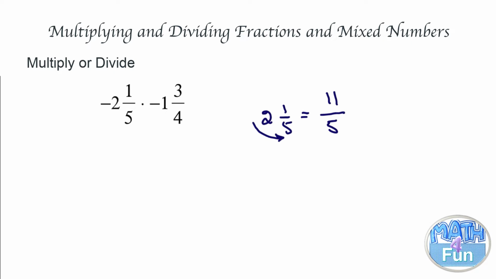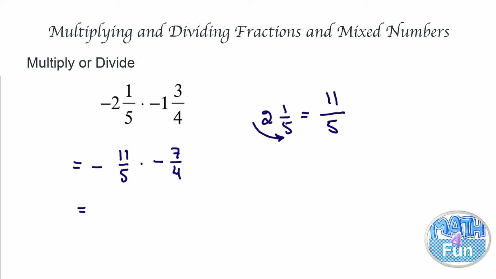Now let's do that here. We have minus, we keep it. 2 and 1 over 5, we did it. You get 11 over 5. And here we have times, now minus 1 and 3 over 4. So we multiply 1 by 4, which is 4, and we add it to 3. You get 7. Then the answer is going to be minus 7 over 4.